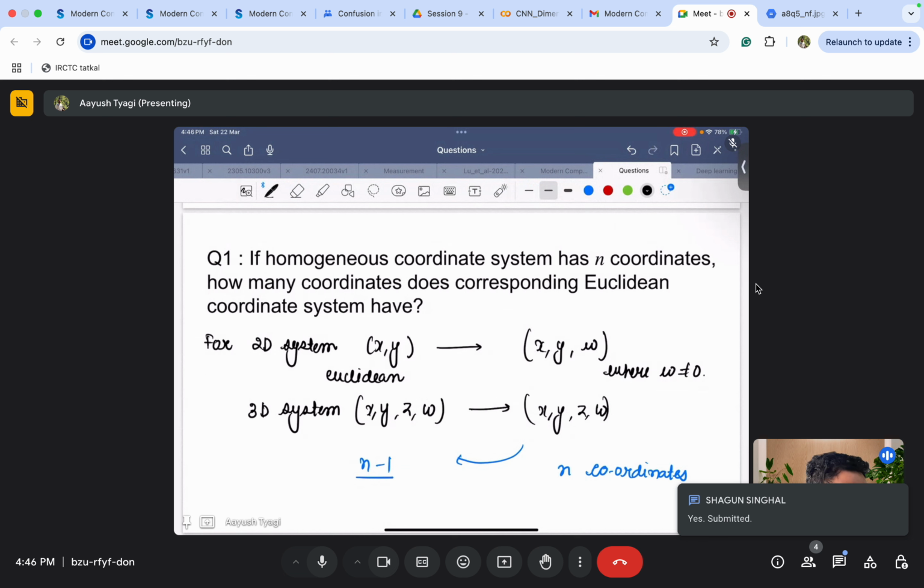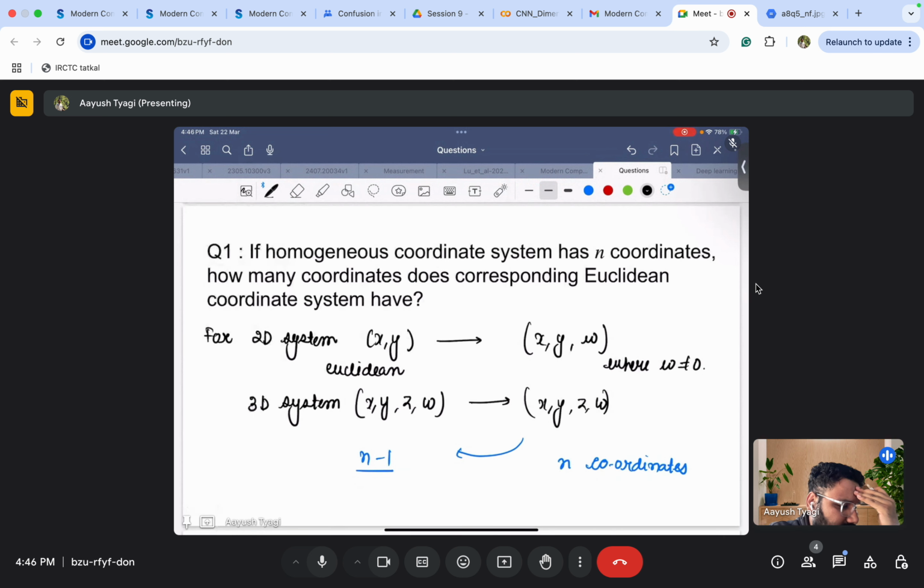So, for anyone who's watching this later, we'll just quickly go over all the solutions and how you actually arrive at them. The first question: if a homogeneous coordinate system has n coordinates, how many coordinates does the corresponding Euclidean system have?